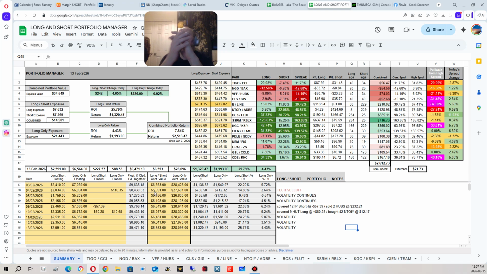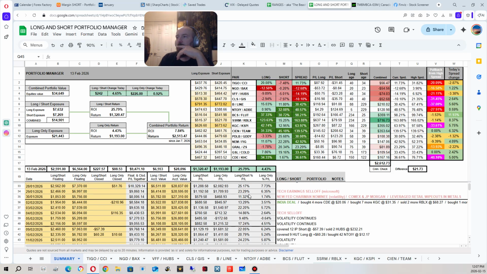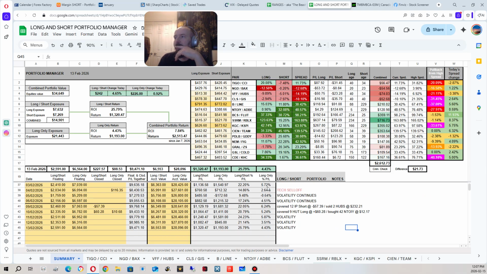But the idea behind this video was to show you the difference between a long and short and a long only portfolio, and what the results over the last couple of weeks of volatility are on both. The hedge portfolio is actually up, whereas long only is definitely down.